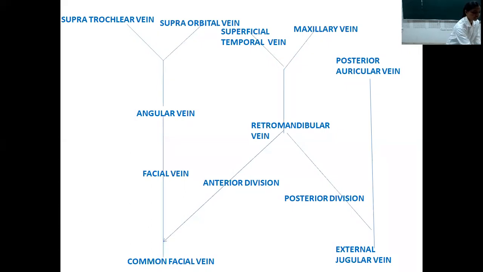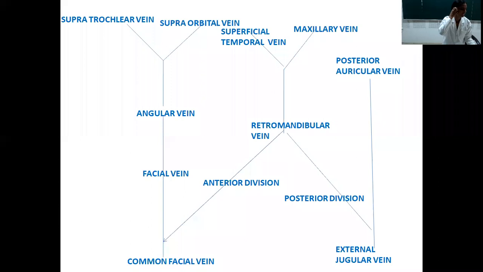So how is the external jugular vein formed? Already it was completed in the posterior triangle. Now I want to repeat. What is the formation of the external jugular vein? In front of the ear, the superficial temporal vein and the maxillary vein both join to form the retromandibular vein just behind the neck of the mandible. This retromandibular vein, within the parotid gland, divides into an anterior division and a posterior division.